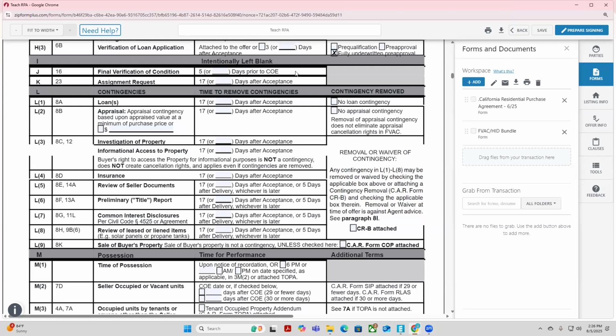What do you do? Okay, great question. The final verification of condition is not a contingency, meaning it's not the way a buyer can back out if the seller didn't do all the repairs he or she said they would, or maybe didn't do the quality the buyer wanted. There's some dispute about the final condition of the property.